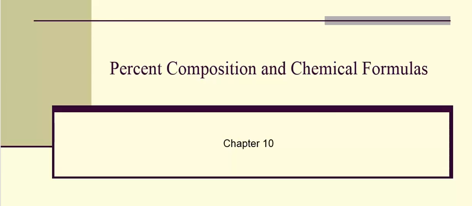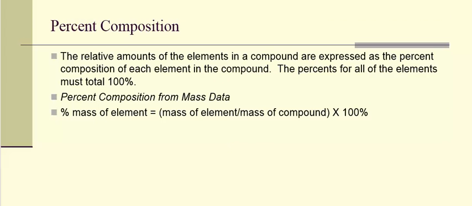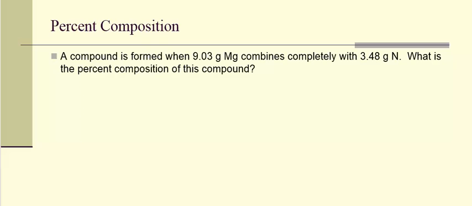Percent composition and chemical formulas. The relative amounts of elements can be expressed as the percent composition. We can find percent composition from mass data. Look at a couple examples here.